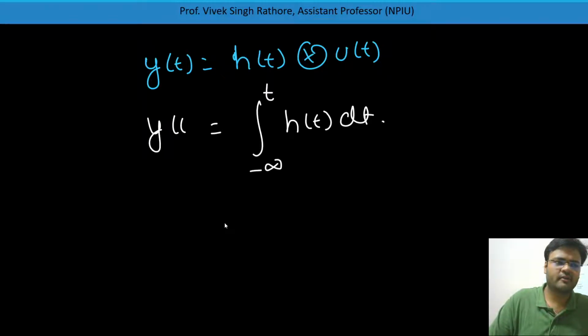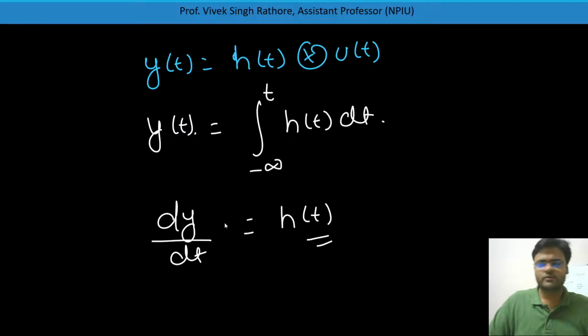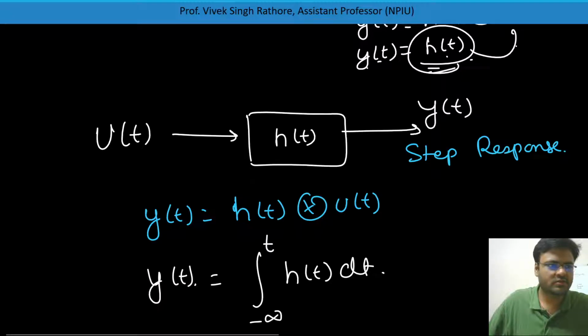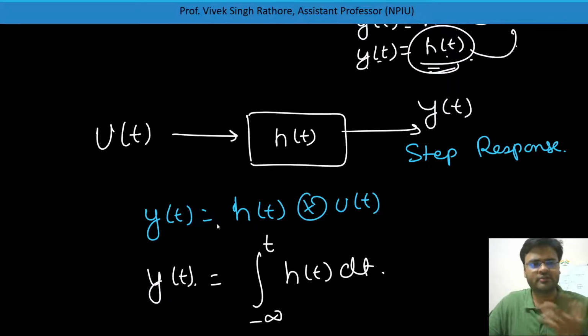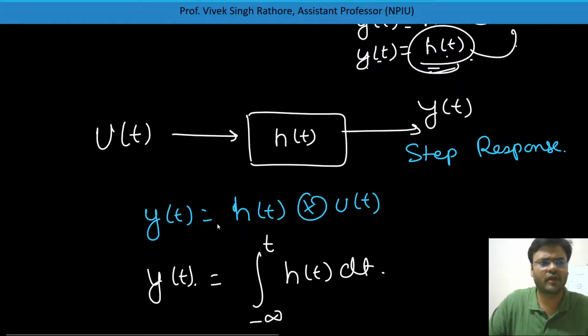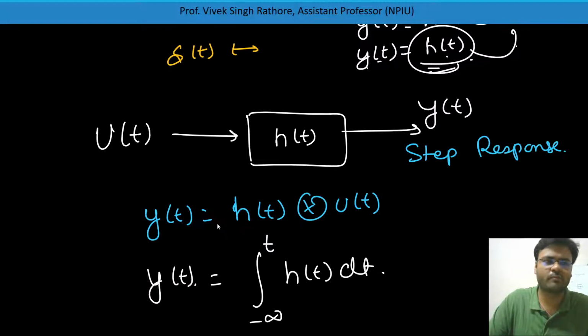So ultimately, if you are getting dy by dt, you will get h of t. Let's suppose this y of t is the general value for any type of input. If any input is given to a system, you will get y of t, and y of t will be some value. But for a specific impulse input, we have named the output h of t.